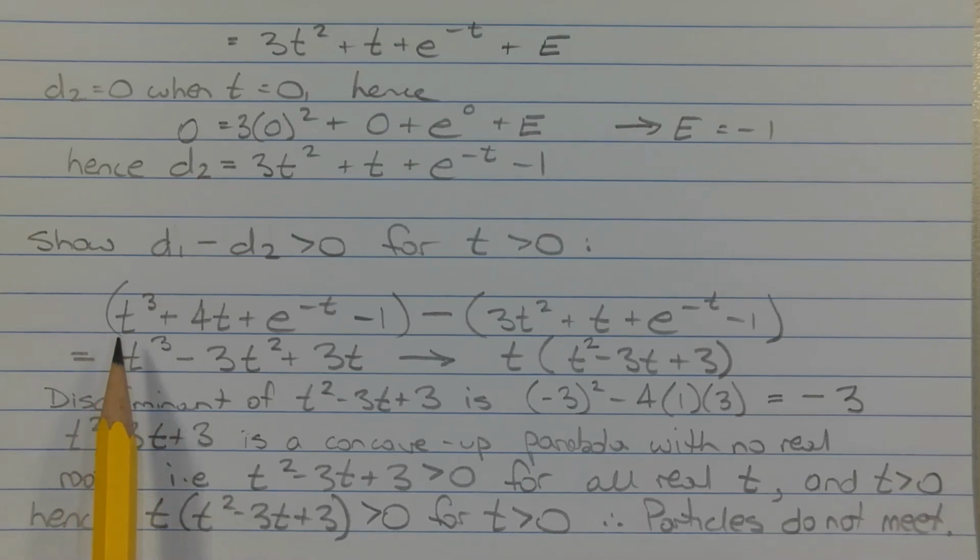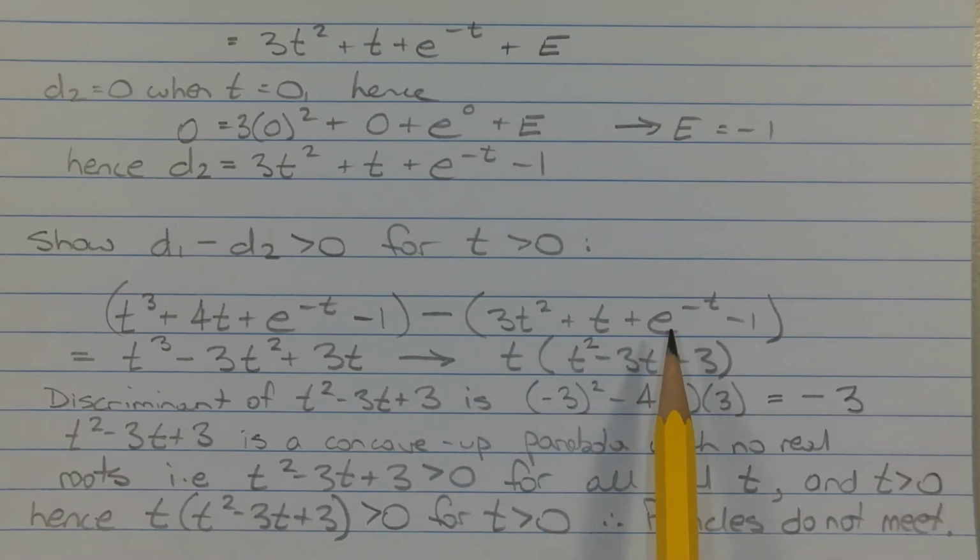So in other words, t cubed plus 4t plus e to the power of negative t minus 1 minus, in brackets, 3t squared plus t plus e to the power of negative t minus 1. Now if we expand the brackets, collect like terms, cancel any terms where needed. So the e to the power of negative t here will cancel with this e to the power of negative t here. This negative 1 will cancel with this negative 1 there. And we end up with t cubed minus 3t squared plus 3t, which factorizes to t times t squared minus 3t plus 3 in brackets.